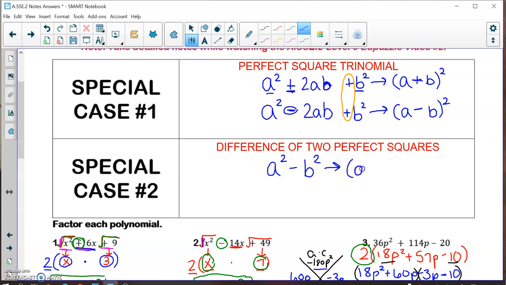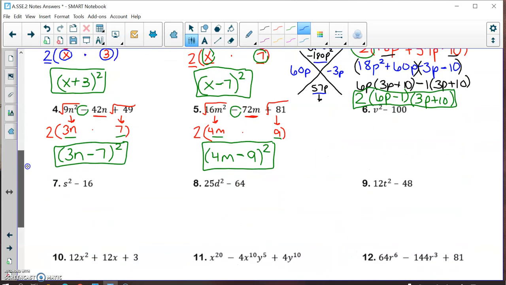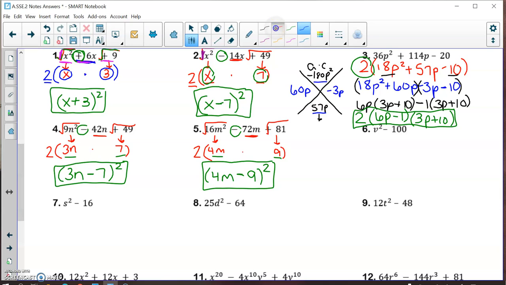We could factor this into the square root of my first term minus the square root of my second term, times the square root of my first term plus the square root of my second term. This is a difference of two perfect squares. Now, if you have the sum of two perfect squares, then you cannot factor it this way. So looking at number 6, both of my terms are perfect squares here, so we can factor this. This is a difference of two perfect squares.